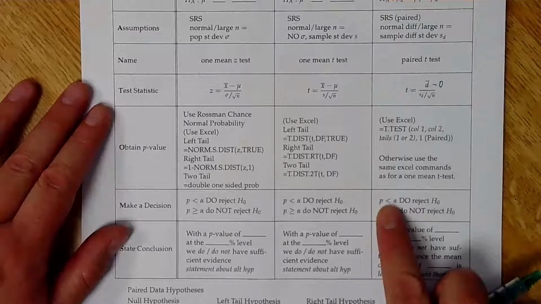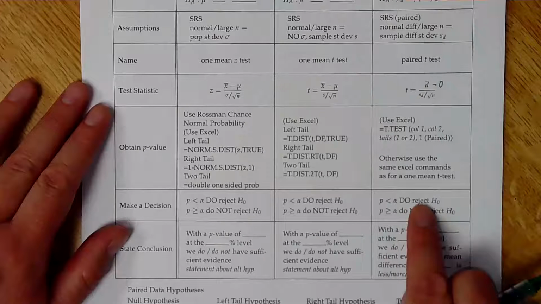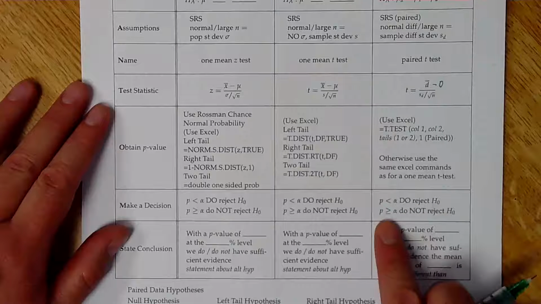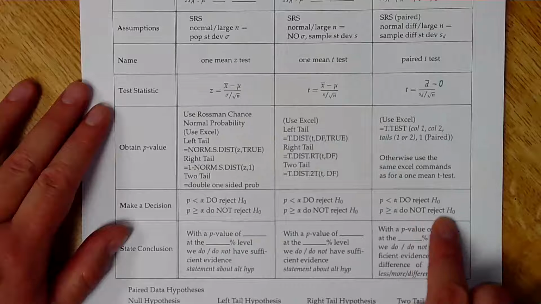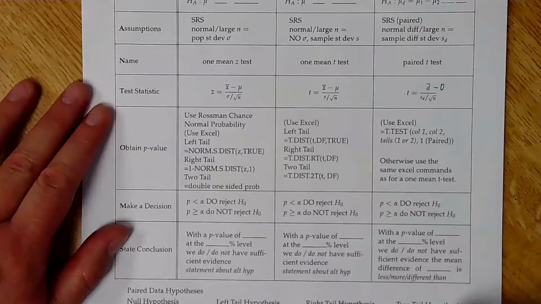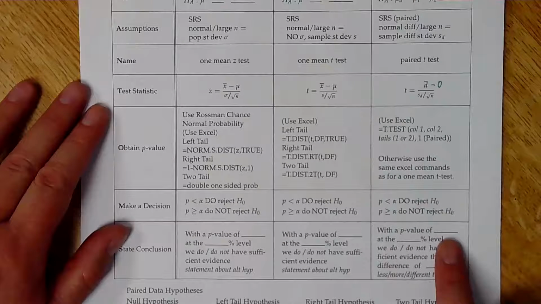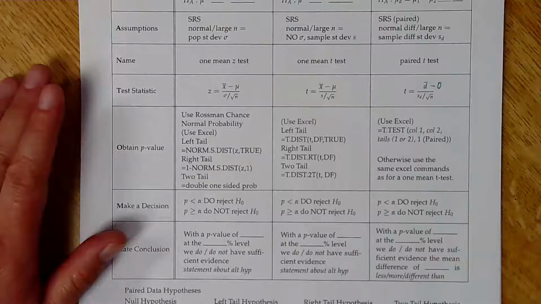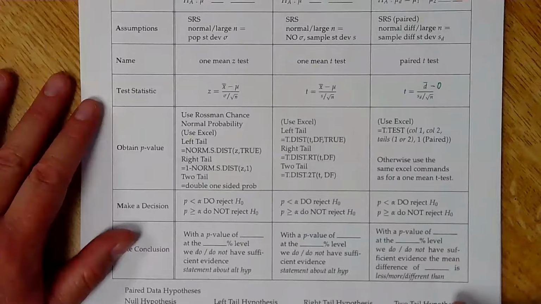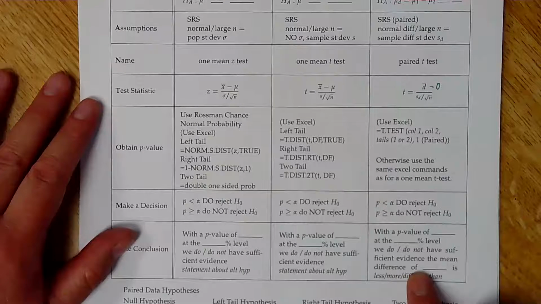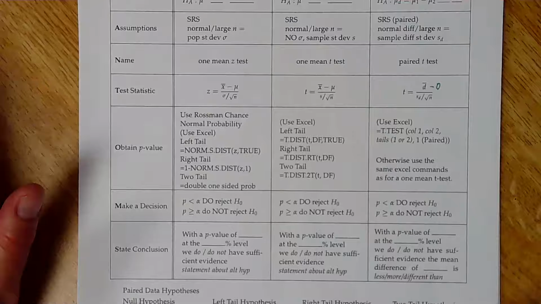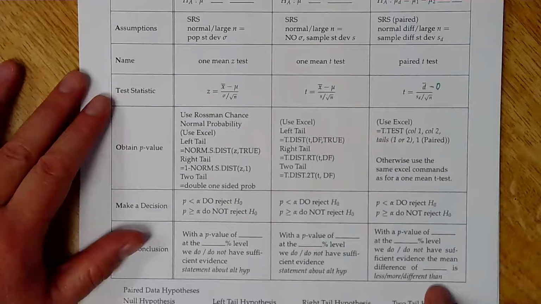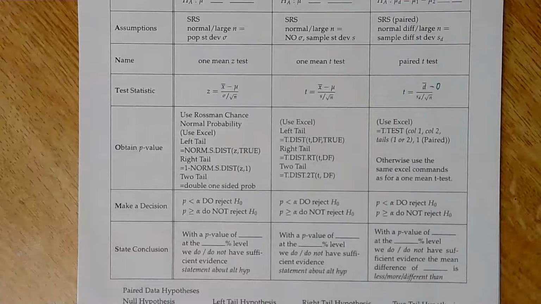Our conclusions remain the same. If p is smaller than alpha, we do reject the null, meaning that there is some sort of difference between these two things. If p is greater than or equal, we do not reject the null. So our conclusion is with a p-value of blank at the blank percent significance level, we do or do not have sufficient evidence. The mean difference of, and whatever that might be from the problem, is less, more, or different than. Okay. So let's go ahead and take a look at an example in the next video.